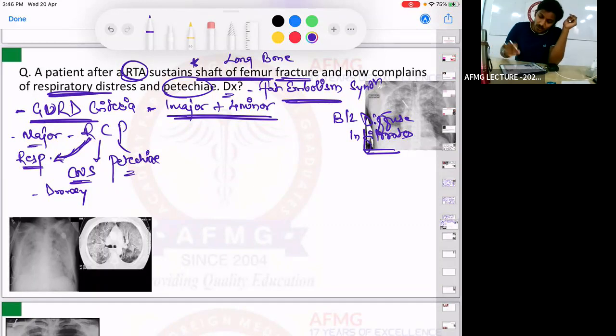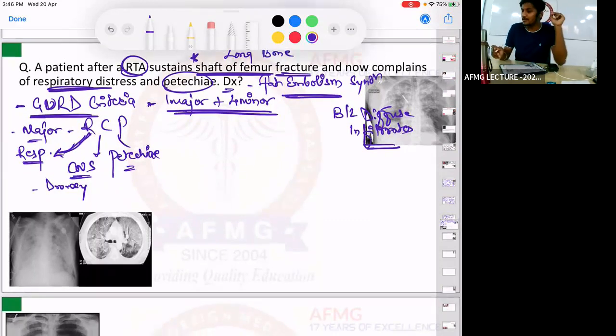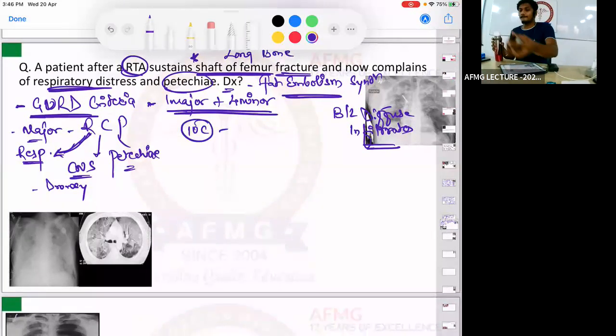This is important. What is the investigation of choice for fat embolism syndrome? Investigation of choice for fat embolism syndrome. Anybody? Those who have joined online. Will you do ECT, or will you do HRCT? Those who have joined online, what happened?